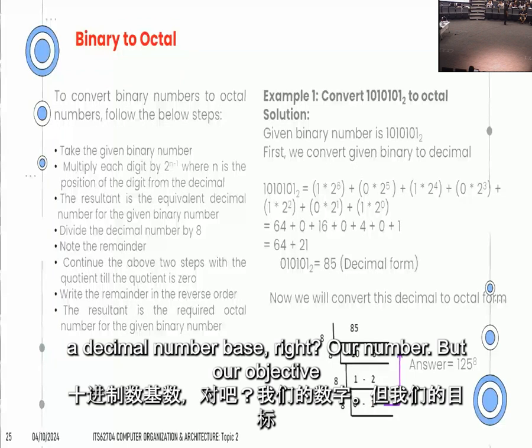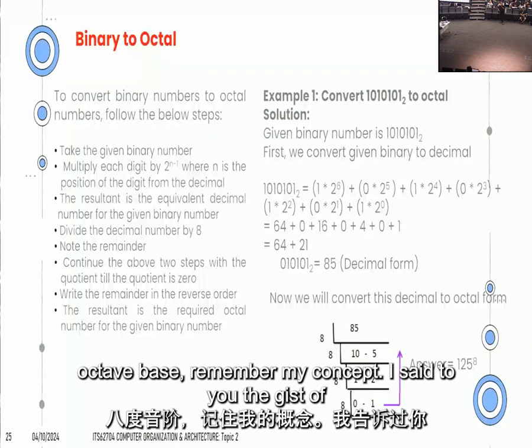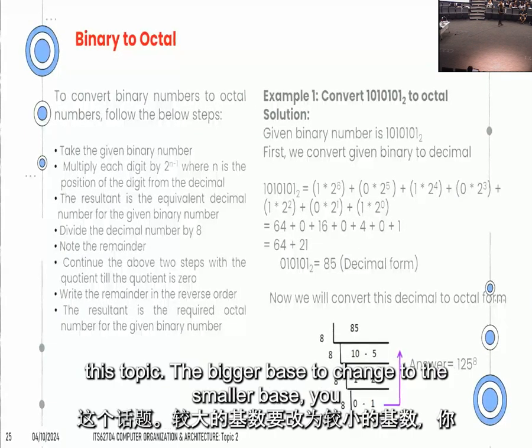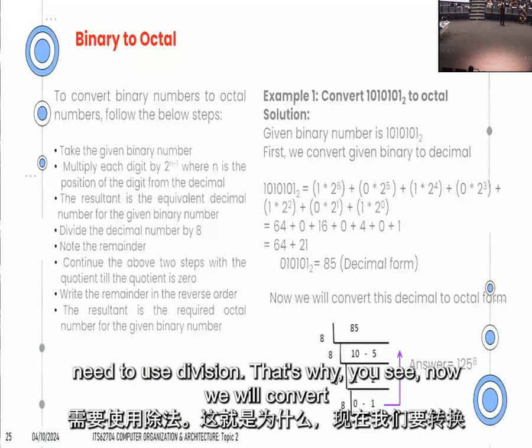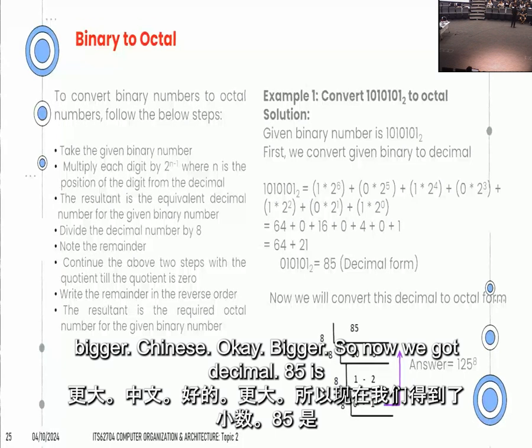But our objective is to convert to the octal base. So if I want to convert to octal base, remember my concept. I said to you the gist of this topic: the bigger base, to change to the smaller base, you need to use division. That's why now we will convert this decimal to octal. We're using division. Why? Decimal is bigger.